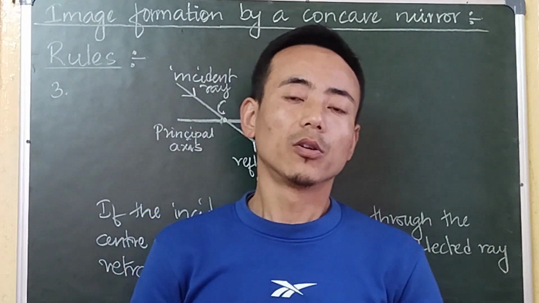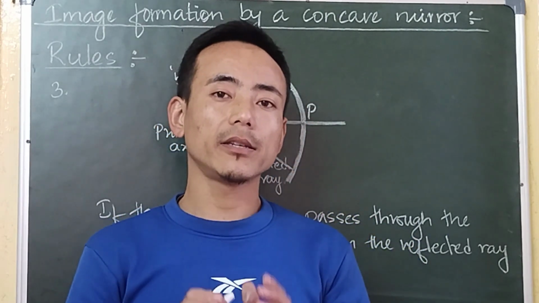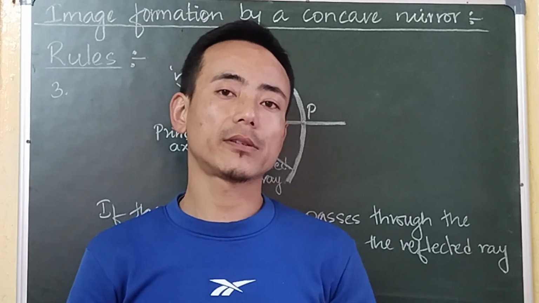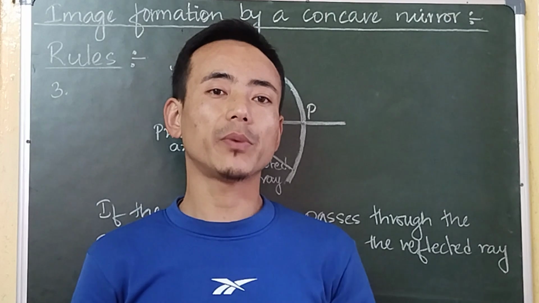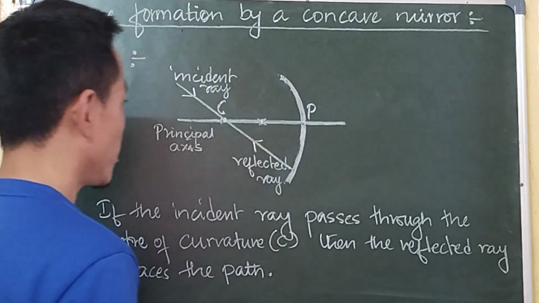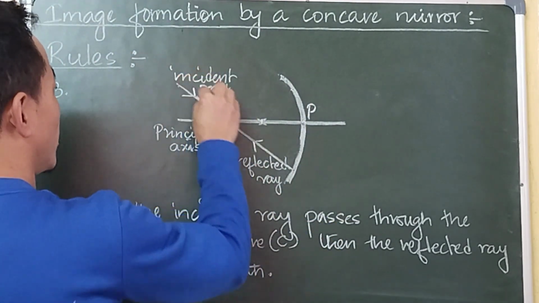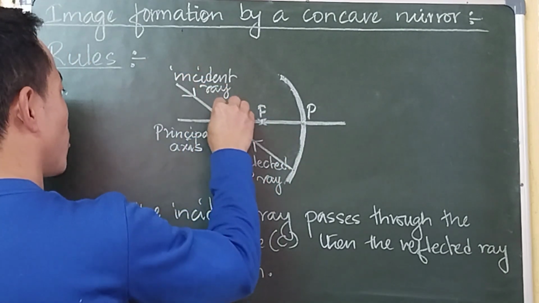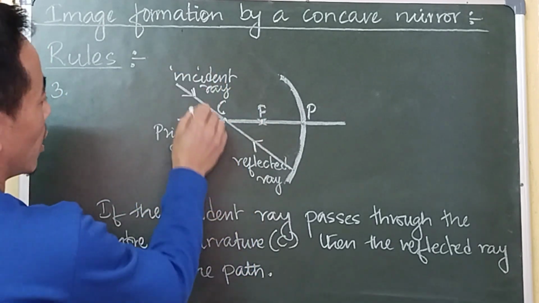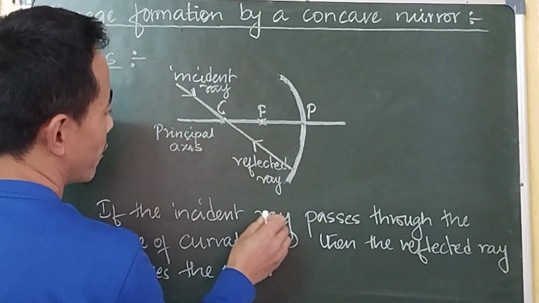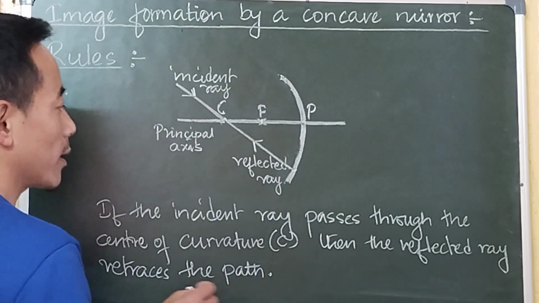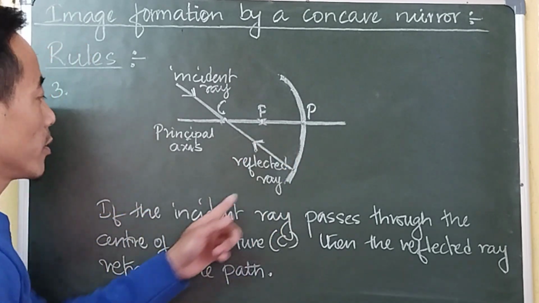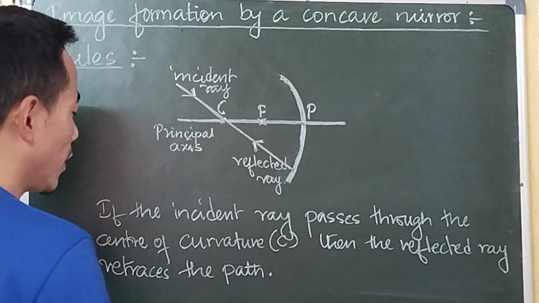Now rule number 3. Rule number 3 says that if our incident ray is passing through the center of curvature, then the reflected ray, that is the ray after reflection, retraces the path. Retrace means to follow the same path backwards. In this diagram you can see that this incident ray is now passing through this center of curvature. This point is the focus F. Once this incident ray strikes the mirror, it gets reflected back. After reflection, it will follow the same path in the opposite direction. That means it will follow the same path backward. That is the meaning of retrace.